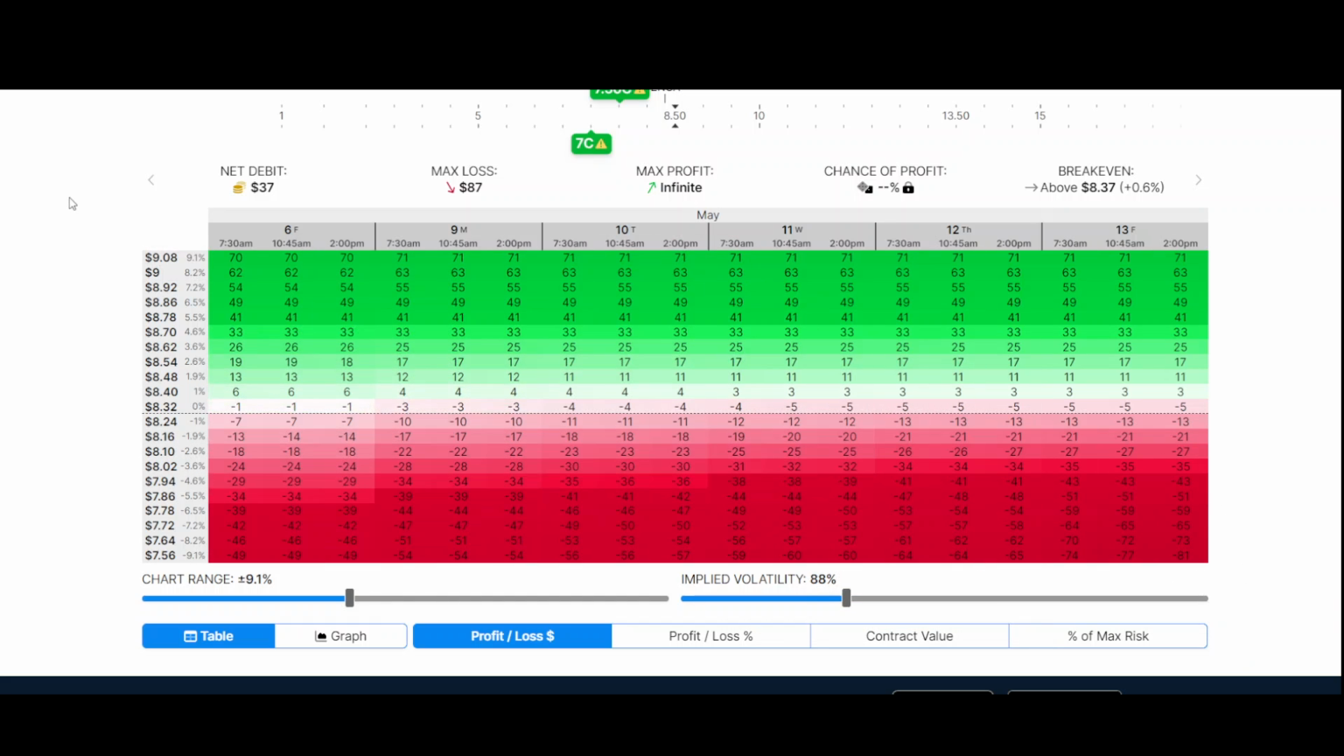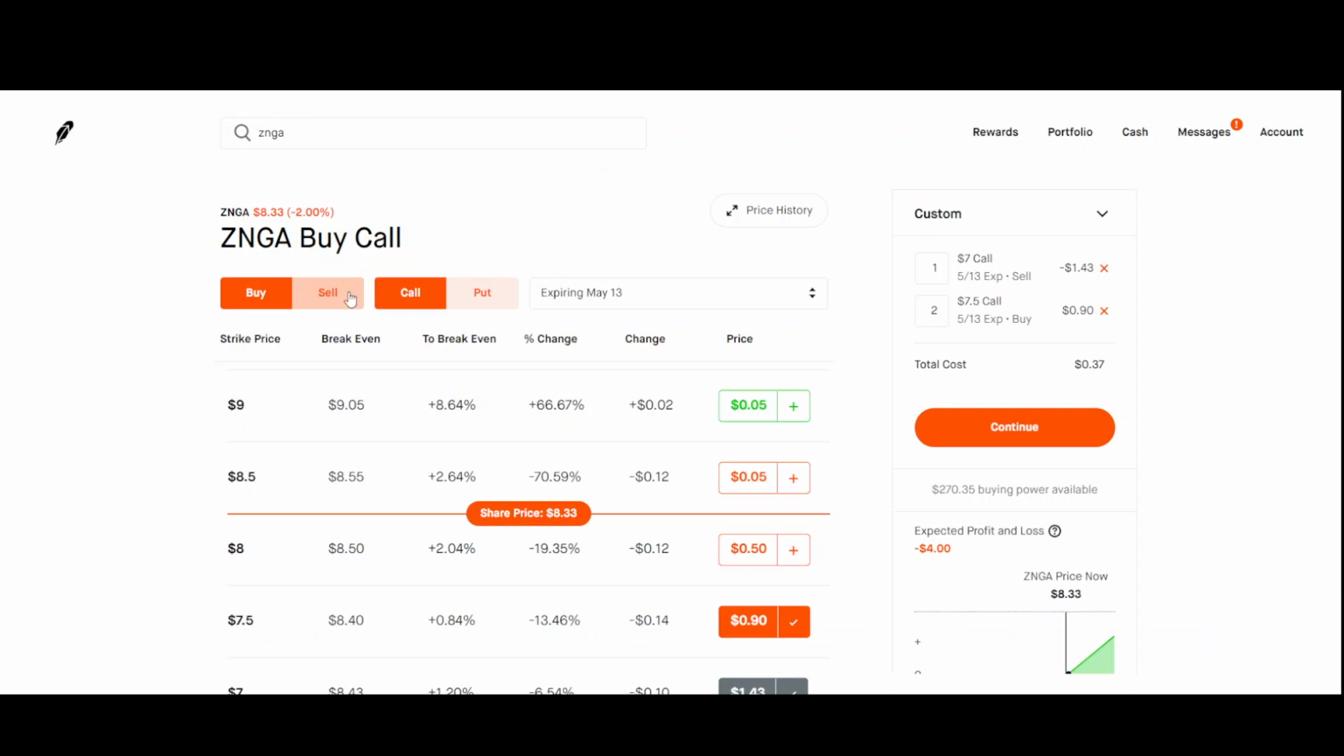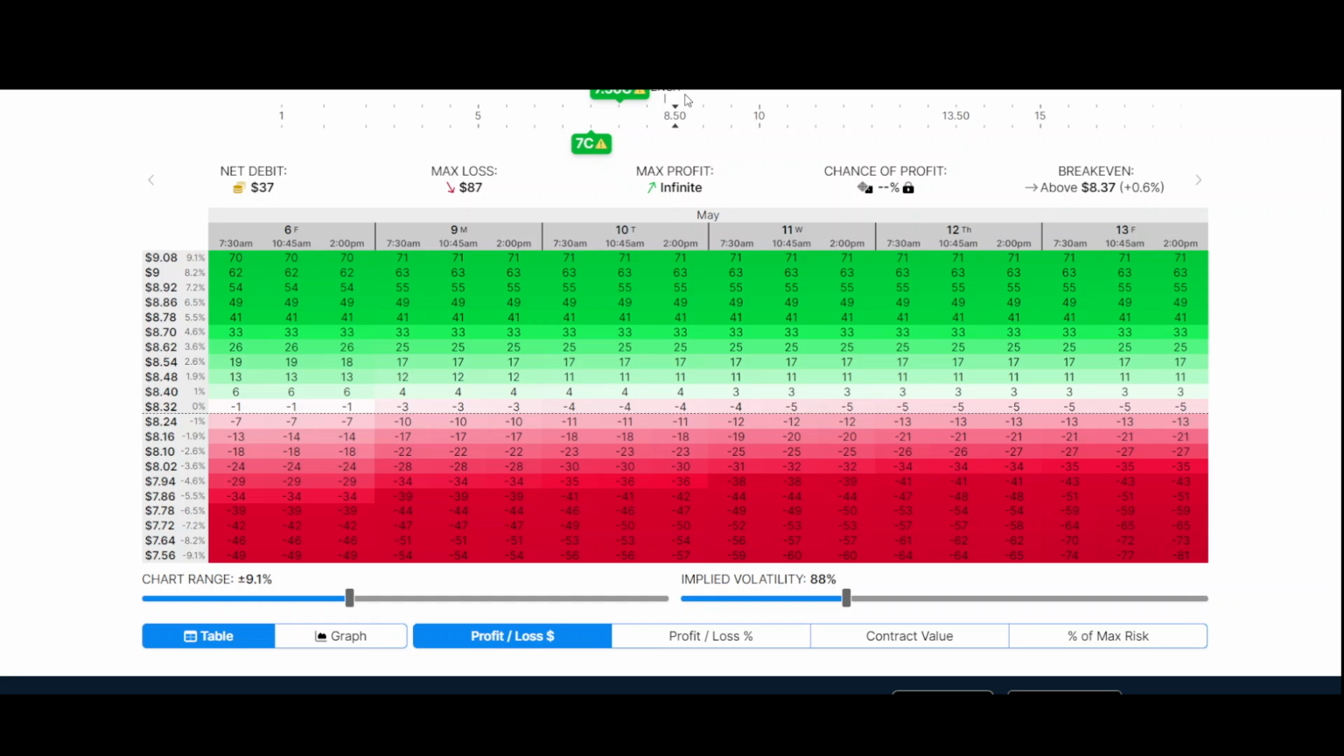I like to use this strategy on stocks that I think are going to rise, stocks that I'm bullish on.